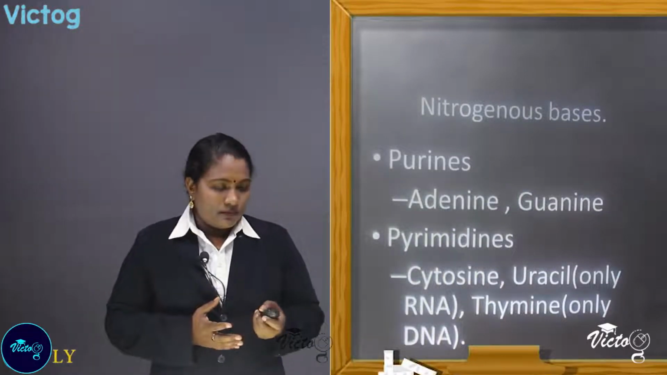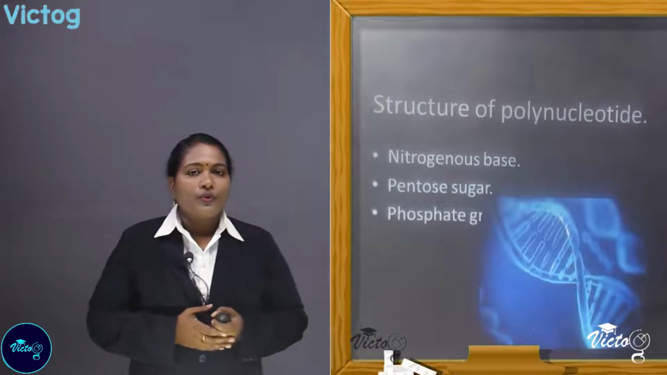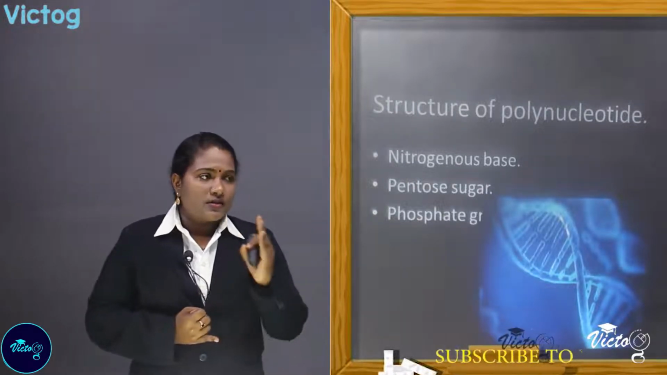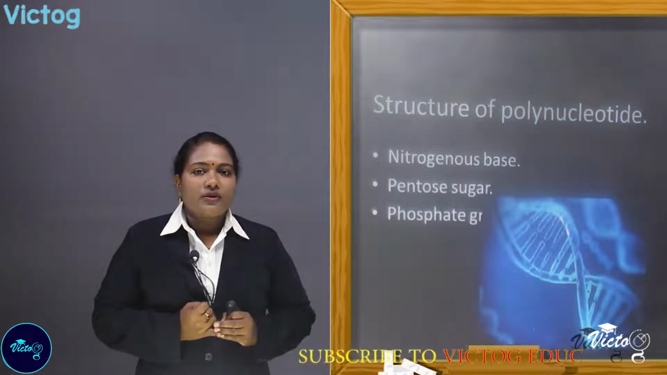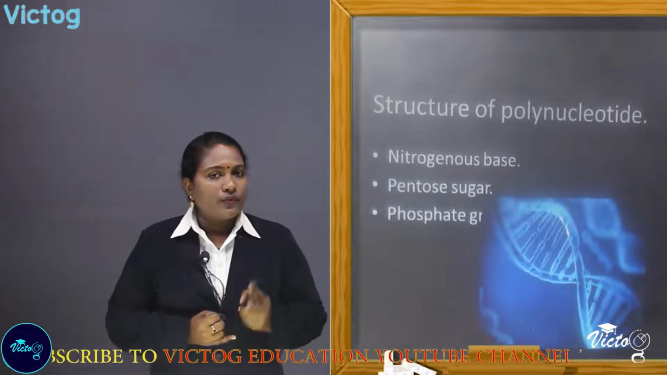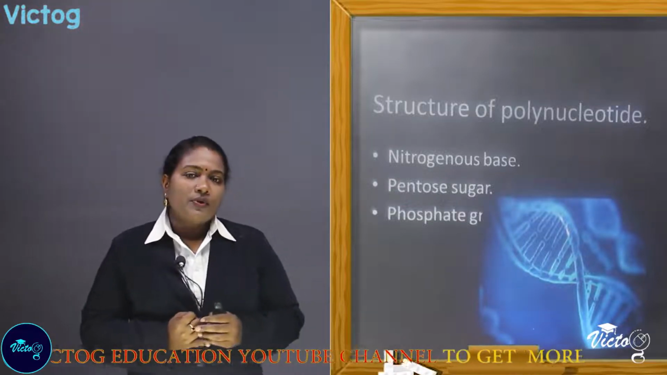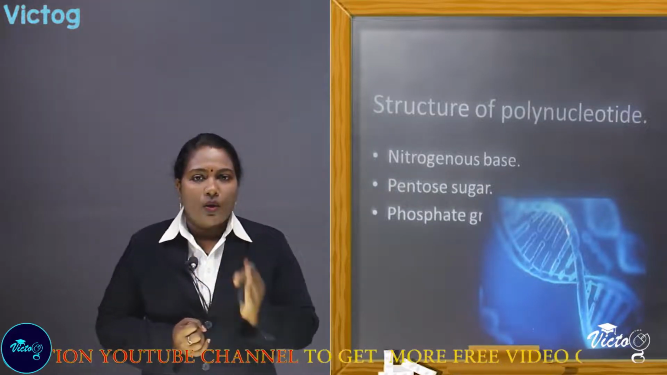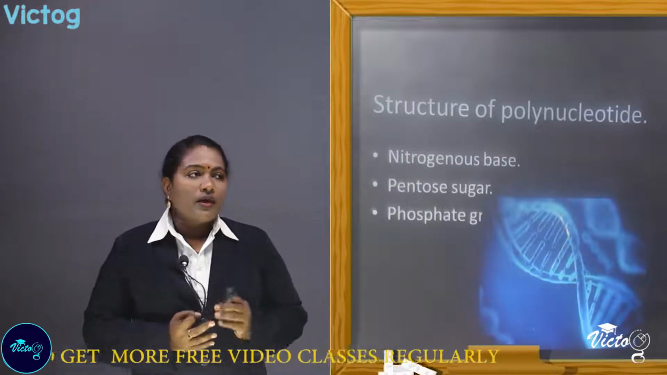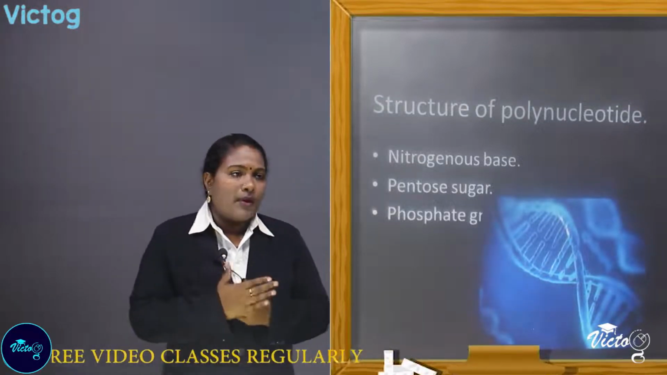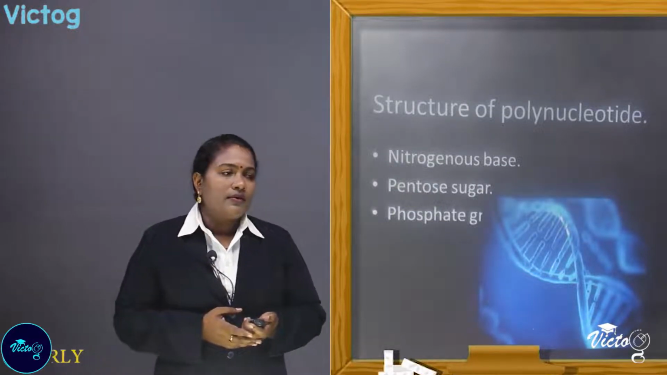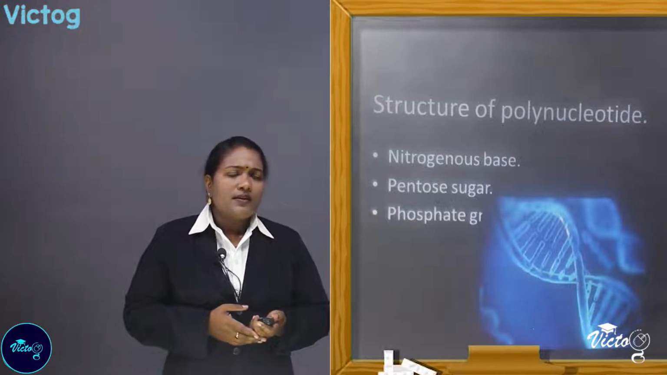The structure of a polynucleotide or DNA is mainly composed of three parts: a nitrogenous base, a pentose sugar, and a phosphate group. Nitrogenous bases are of two types, purines and pyrimidines. Purines are composed of adenine and guanine, and pyrimidines are composed of cytosine, thymine, and uracil. The pentose sugar is another part, and the phosphate group is the other part. These three combine to form polynucleotides.